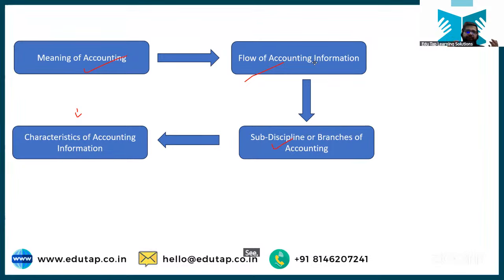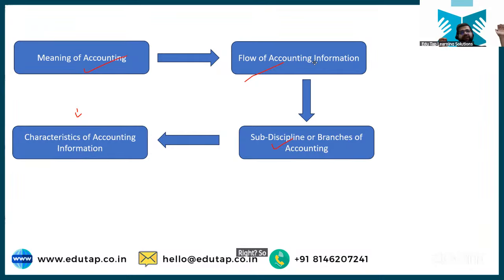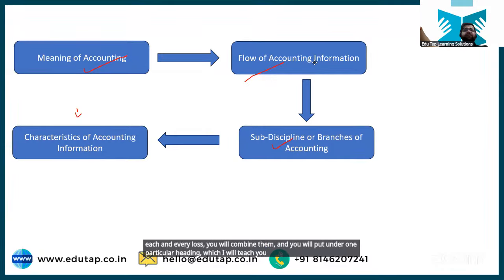See, whatever profit and losses happen from Bitcoin will be recorded in your income statement, right? So in the income statement, you will write everything. You will not write each and every loss separately; you will combine them and put them under one particular heading, which I will teach you in your income statement, right?